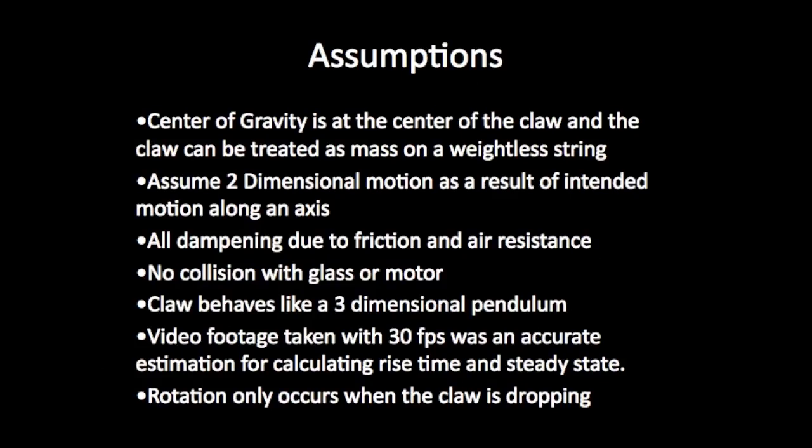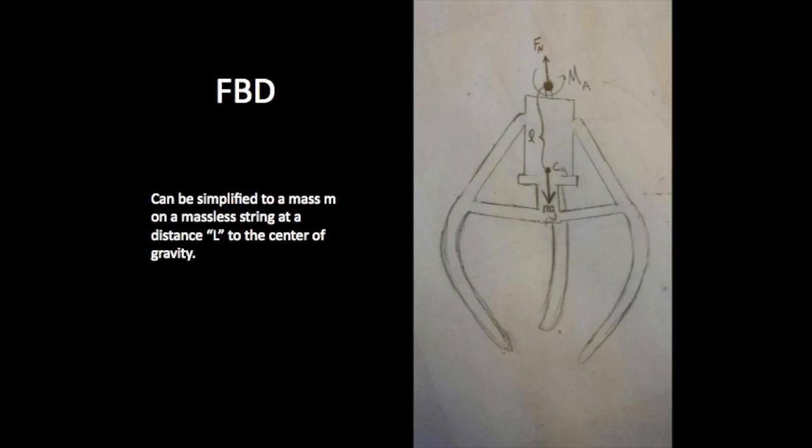To analyze our system, we made the following assumptions. A few to point out are that we treated the claw as a mass on a weightless string and that the claw behaves like a three-dimensional pendulum. This is a free body diagram of the claw itself at a moment in time when the user stops inputting the commands into the system. We have the center of gravity at a distance L away from the top of the claw. As a result of the claw's initial velocity, there is a moment about an axis coming out of the screen.